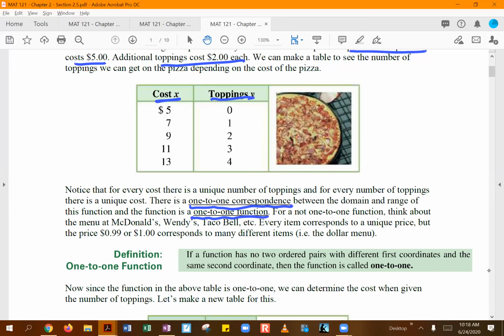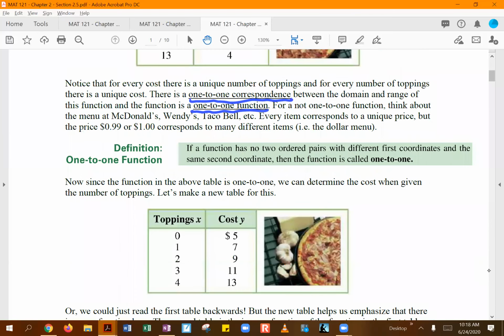So the idea is for the same dollar amount, we can get 3 or 4 different items, right? So there's no unique relationship here. And same thing at any other fast food restaurant that has a dollar menu. So the idea is you don't have that one-to-one correspondence. And since we don't have the one-to-one correspondence, we cannot consider these functions as being one-to-one functions.